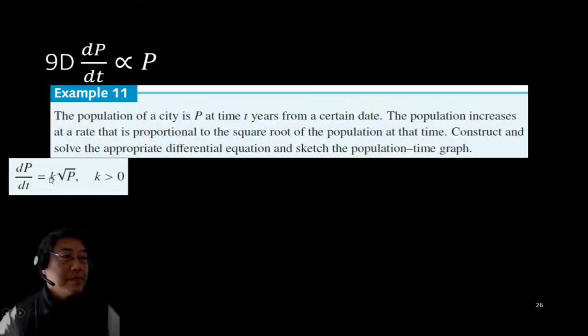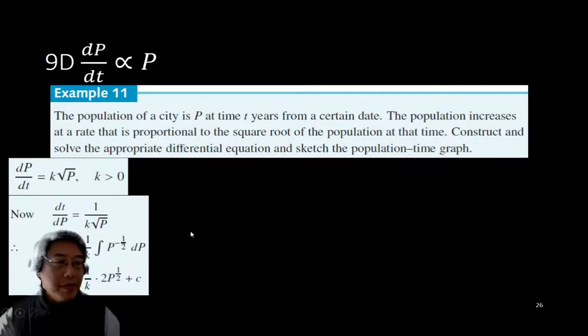Okay. Now you don't need to know the value of k, so the graph will be a sketch. It will be in terms of k as well. Okay. Now it's linked to 9c. You have two different variables. So you have a p here, you have a root p, and you have t. K is a constant. You need to separate the variables. So we bring dt on one side and dp over square root of p on the other side.